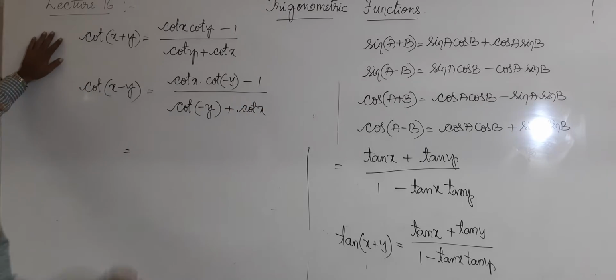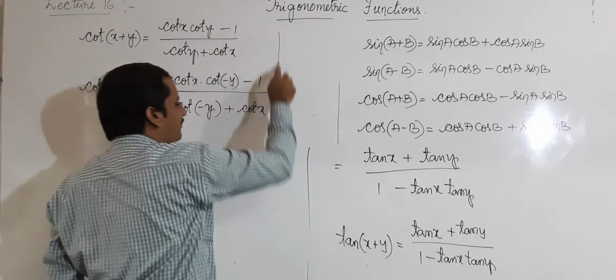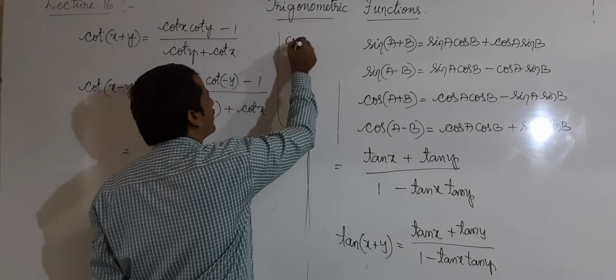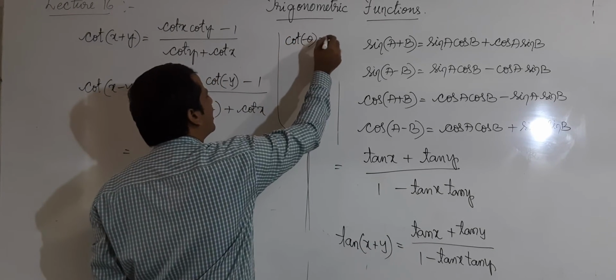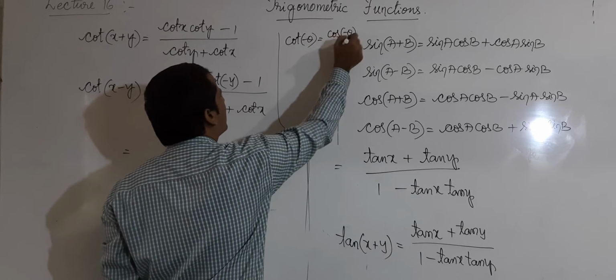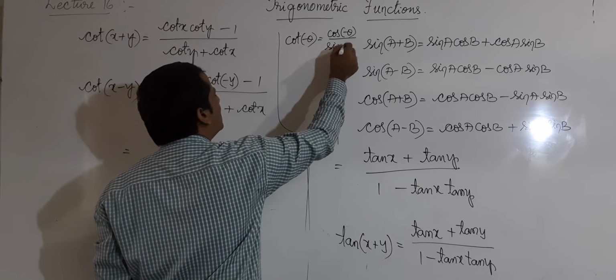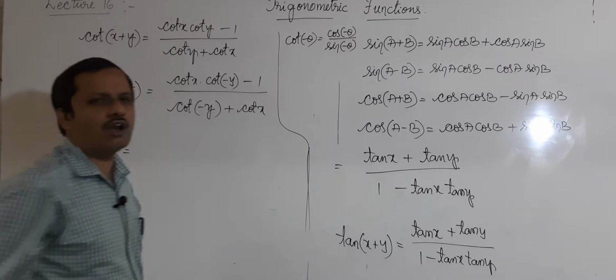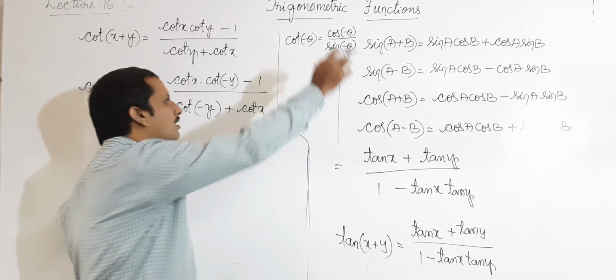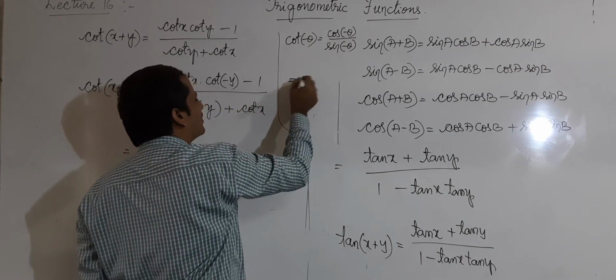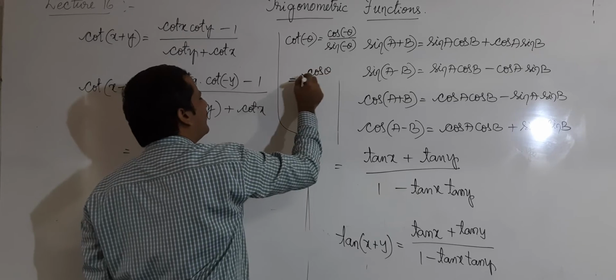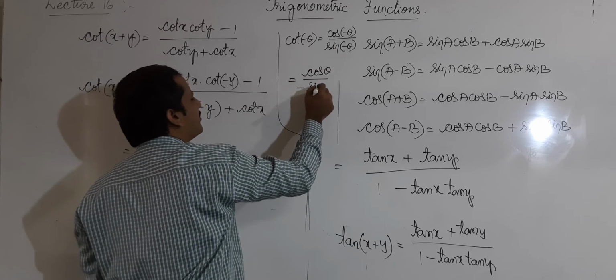Okay, what is cot(minus y)? See, I will write here cot(minus theta). I can write this as cos(minus theta) divided by sin(minus theta), because cot theta is equal to cos theta by sin theta. What is cos(minus theta)? Cos(minus theta) is cos theta itself, and sin(minus theta) is minus sin theta.